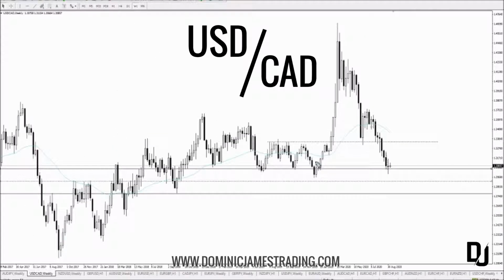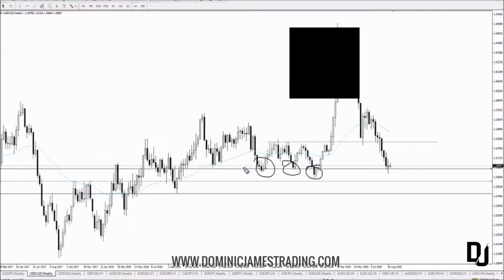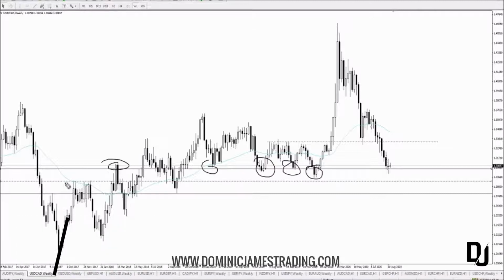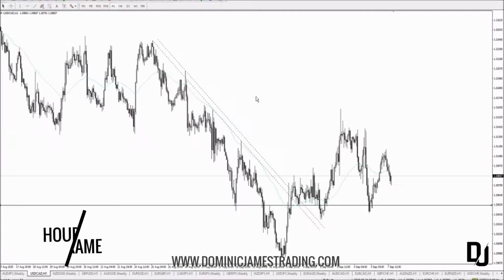Zoom in. We have support here, a bit of resistance here, so quite a nice level. We also have a little bit of structure here that we reacted off, so a lot of confluence here, a lot of heavy buying come into the market at this area. So looking to buy this instrument again, or looking for signs to buy it.